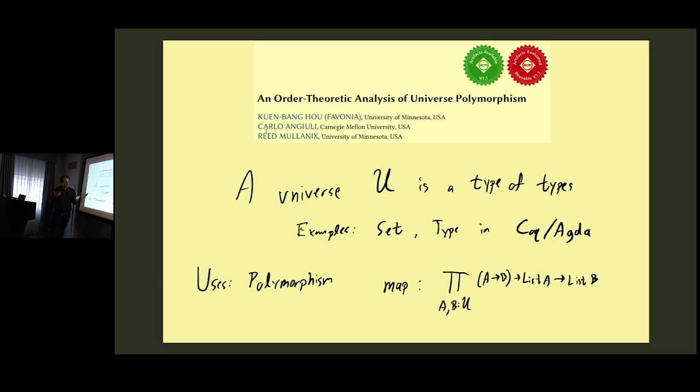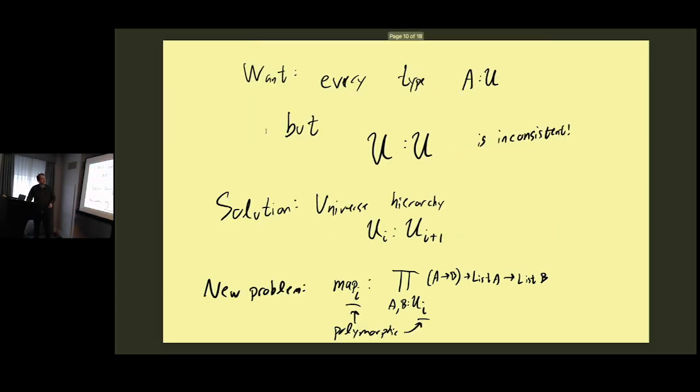And of course, this is very useful for programming. For instance, writing anything that's polymorphic over a type, right? So if we write a map function over lists, then we'll say for any A and B that are types, if I have a function from A to B, I can lift that to a function from list A to list B.